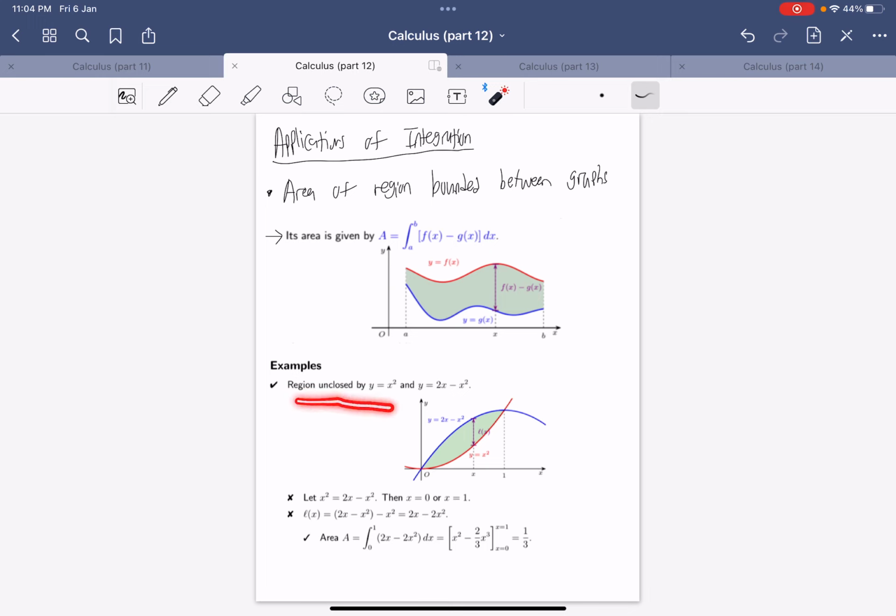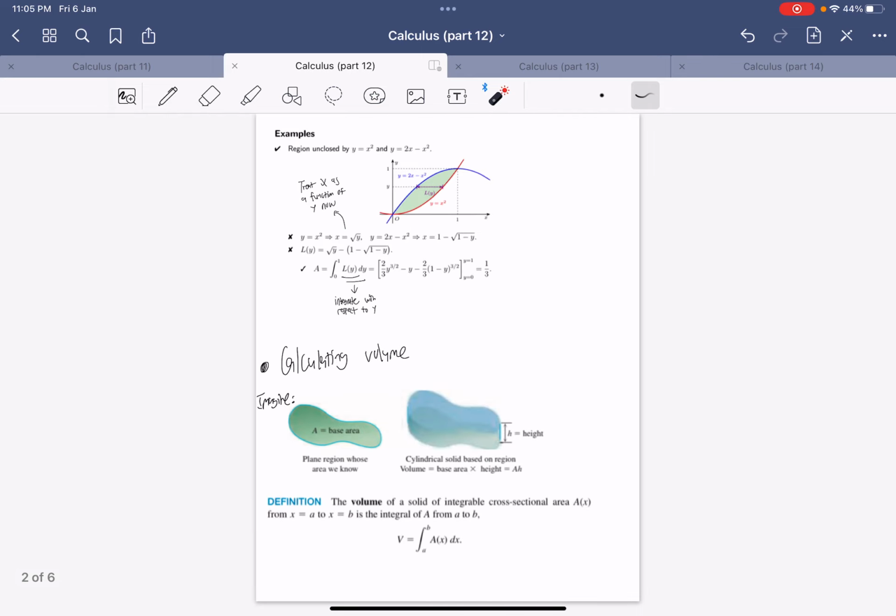For example, you have an area enclosed by 2x minus x squared and x squared. You want to know the area of the region here. Well, you just take the area of the top graph minus the bottom one. So the area is just integrating 2x minus 2x squared. Of course, 2x becomes x squared, and 2x squared becomes 2 over 3 x cubed. Then you sub in 1 and 0 respectively, and that's how you get 1/3.